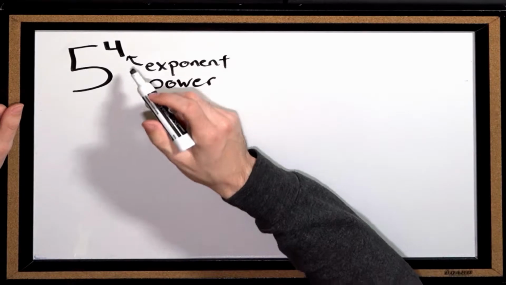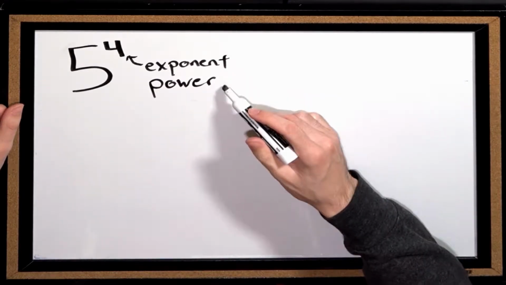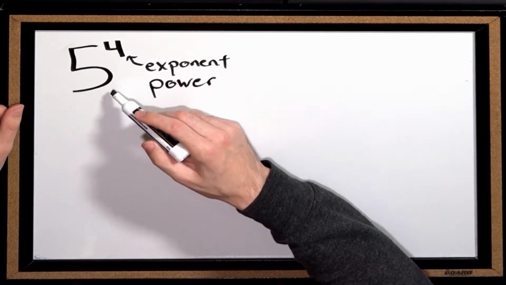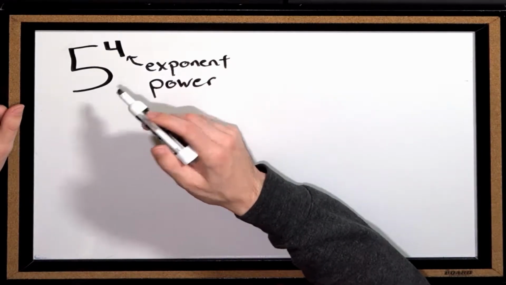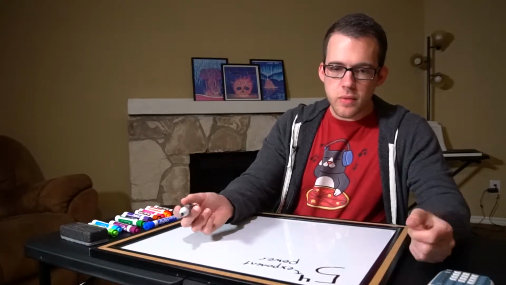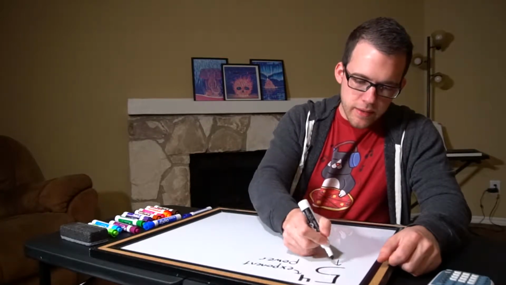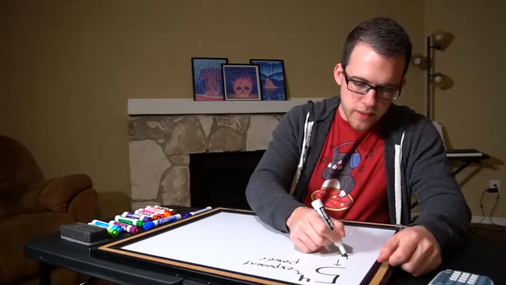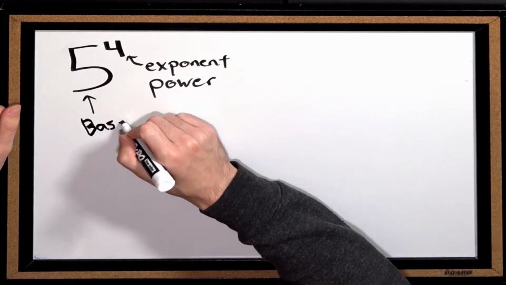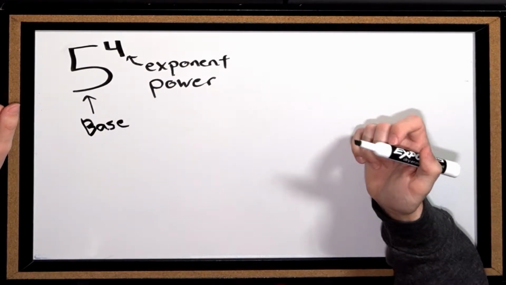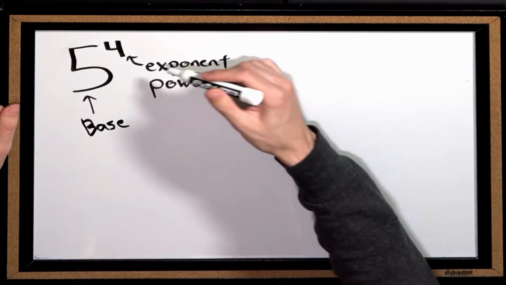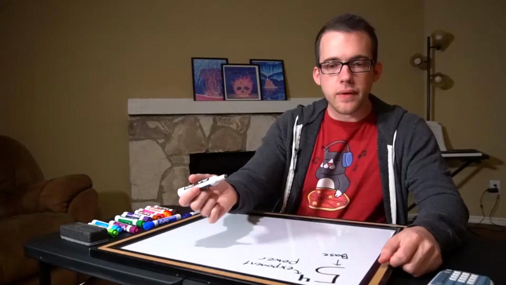Okay, so this could be read 5 to the power of 4, or 5 to the 4th power, or 5 raised to the power of 4. Either way, this is an exponent. The big part here, the big number, is called the base. So these are the two parts of an exponent. We have the base and we have the actual exponent, or the power.